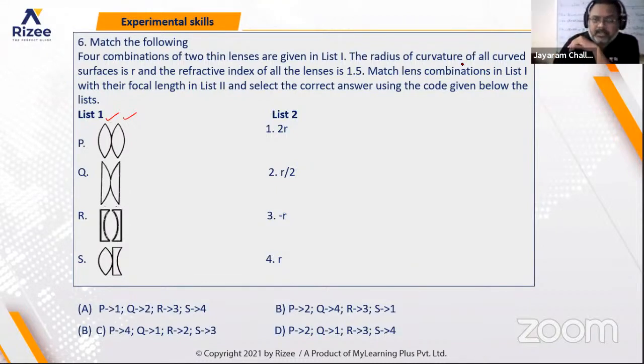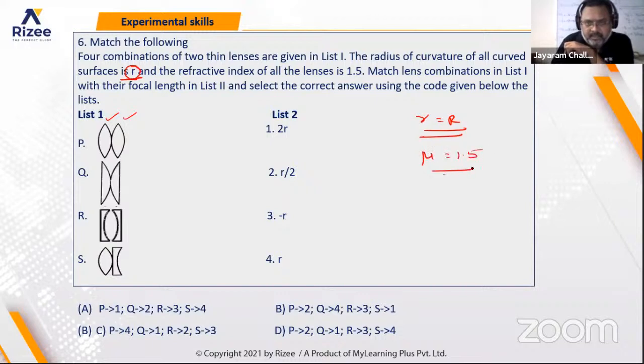Now, according to the question, the radius of curvature of all the curved surfaces is small r. I am taking, for the time being, small r as capital R, and the refractive index of all the lenses is going to be 1.5. So now we need to verify the value of the combined focal length of this combination.